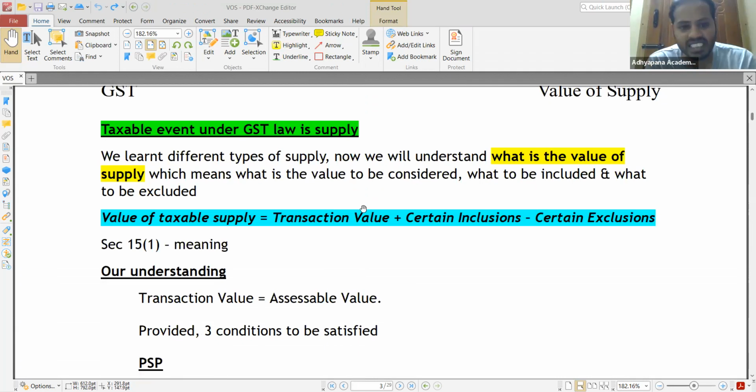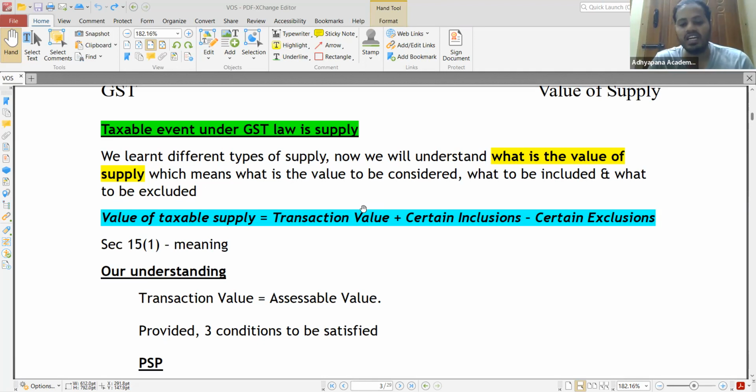The taxable event under GST law is supply. We learned different types of supply. Now we'll understand the value of supply. Once you understand supply, there are multiple supplies: taxable supply, exempted supply, zero rated supply, nil rated supply, wholly exempt supply, non-taxable supply, interstate supply, intrastate supply, composite supply, mixed supply. You have to be familiar with all those supplies in order to understand value of supply. We will understand those topics in the class.